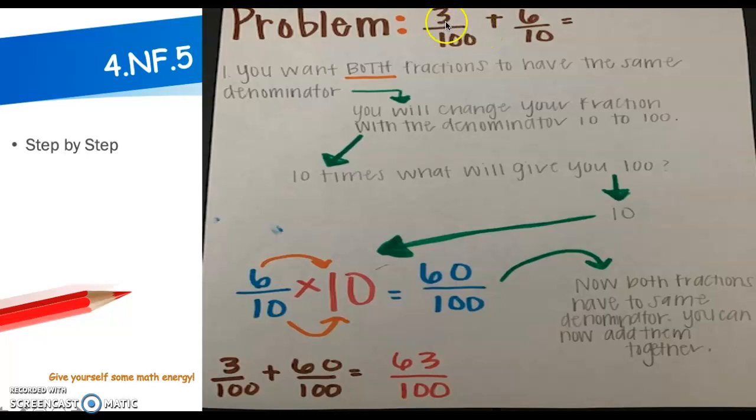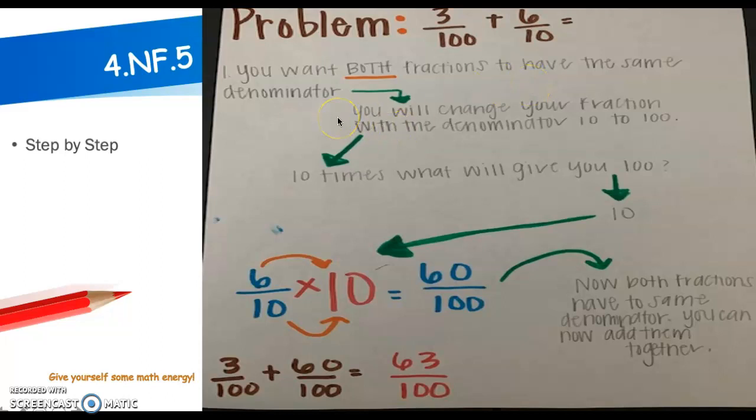All right, so let's look at our problem. We have 3 100ths plus 6 tenths. All right, so the first thing that we look at is we realize that both our denominators are not the same. This one is 100 and this one is 10. But we realize that they have some things in common. So they look relatively similar, but they're not. But that's good. They look almost the same.